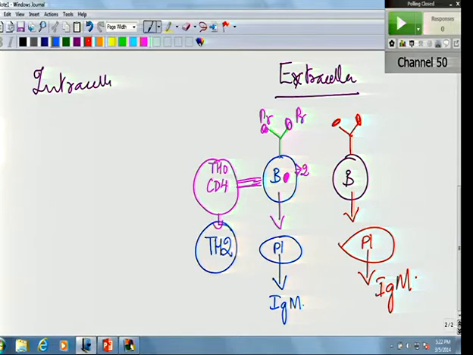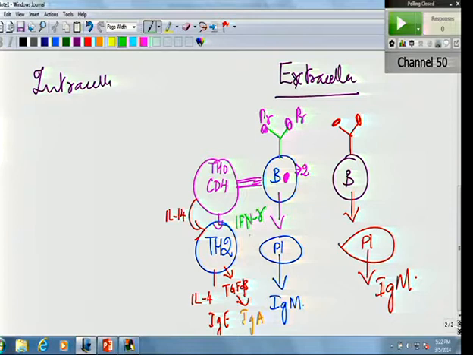Okay, what is the cytokine? IL-4. Then this starts secreting more IL-4 if it is IgE that you want. It will secrete TGF-beta if it is IgA that you want. And some interferon gamma, depending on the antigen. Yes, interferon gamma will isotype switch it to IgG. Okay?